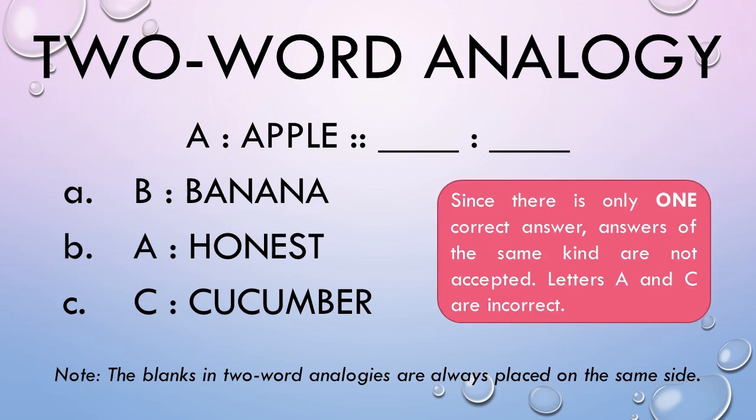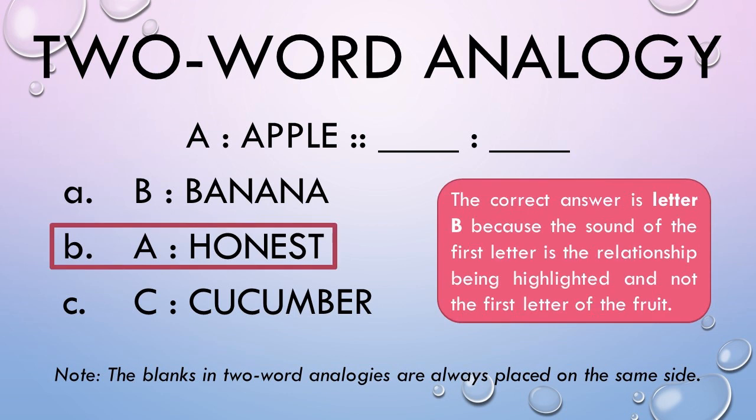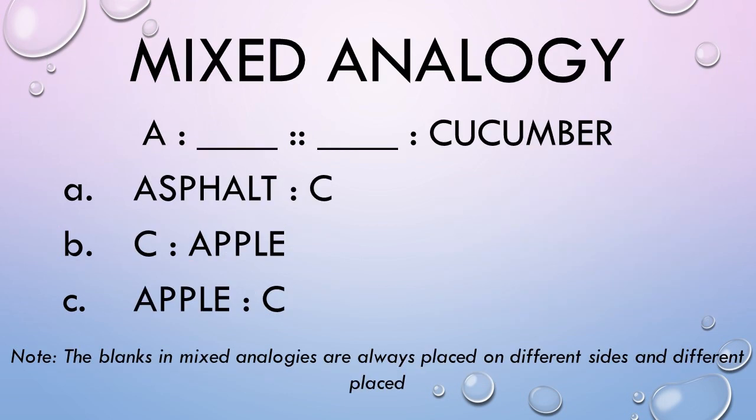Since there can only be one correct answer, answers of the same kind are not accepted. Letters A and C are incorrect. For this item, the correct answer is letter B because the sound of the first letter of the given word is the relationship being highlighted and not the first letter of a fruit. Lastly, we have the mixed analogy.